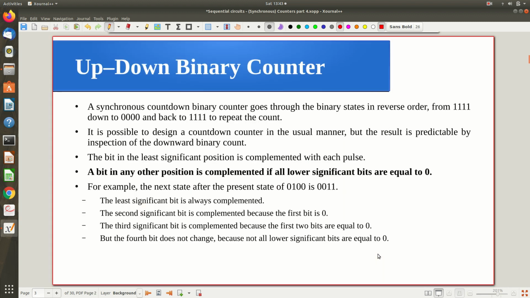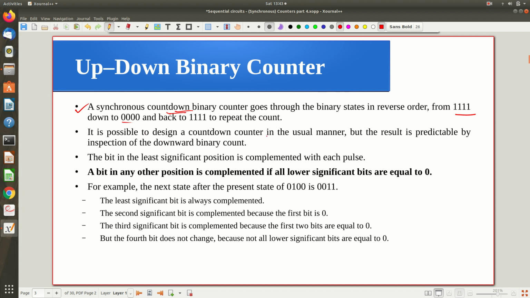So you may be using some kind of controller input. So, a synchronous count down. Here we are talking about the down counting or count down counter. A binary counter goes through the binary states in reverse order, like, if it is a 4-bit counter, from 15 it will go to 0, right? And again back to 15 and repeat.